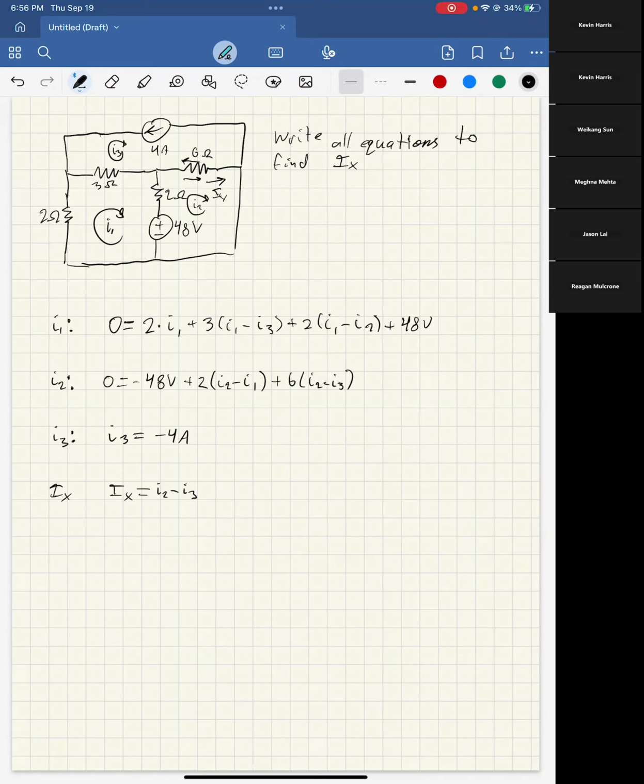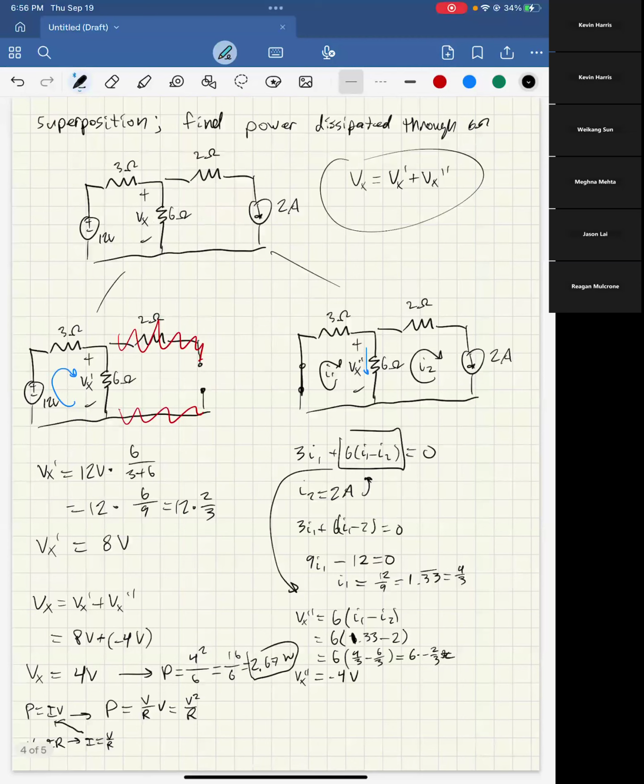I have a question. Yeah. So you wrote on the previous page, not the practice problem, but it's about the superposition. Mhm.